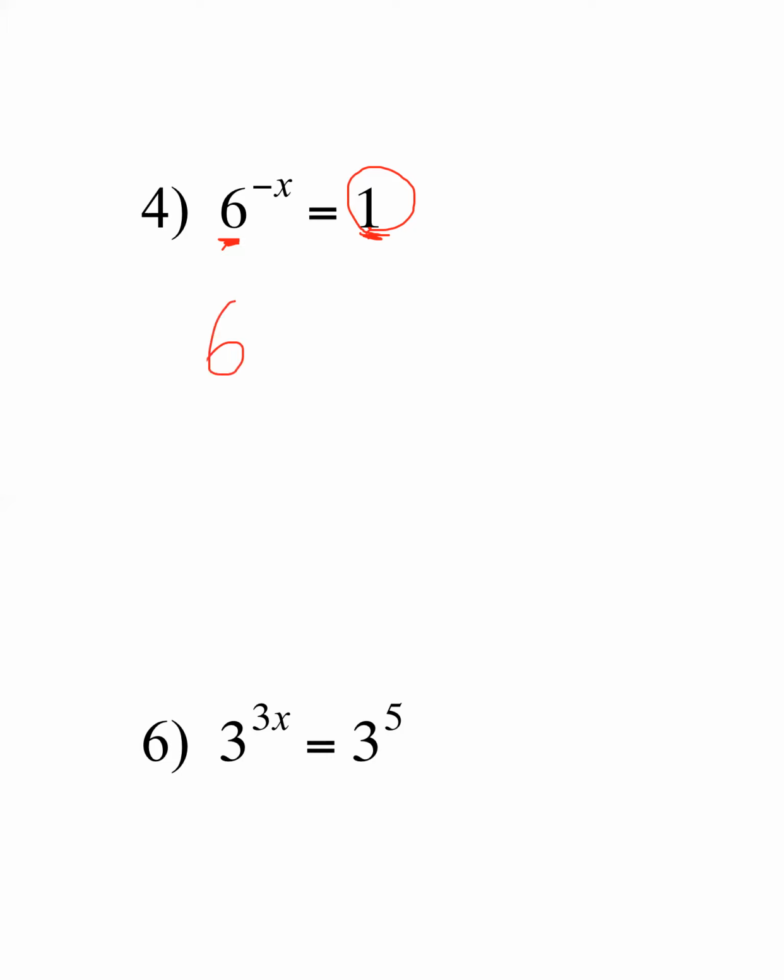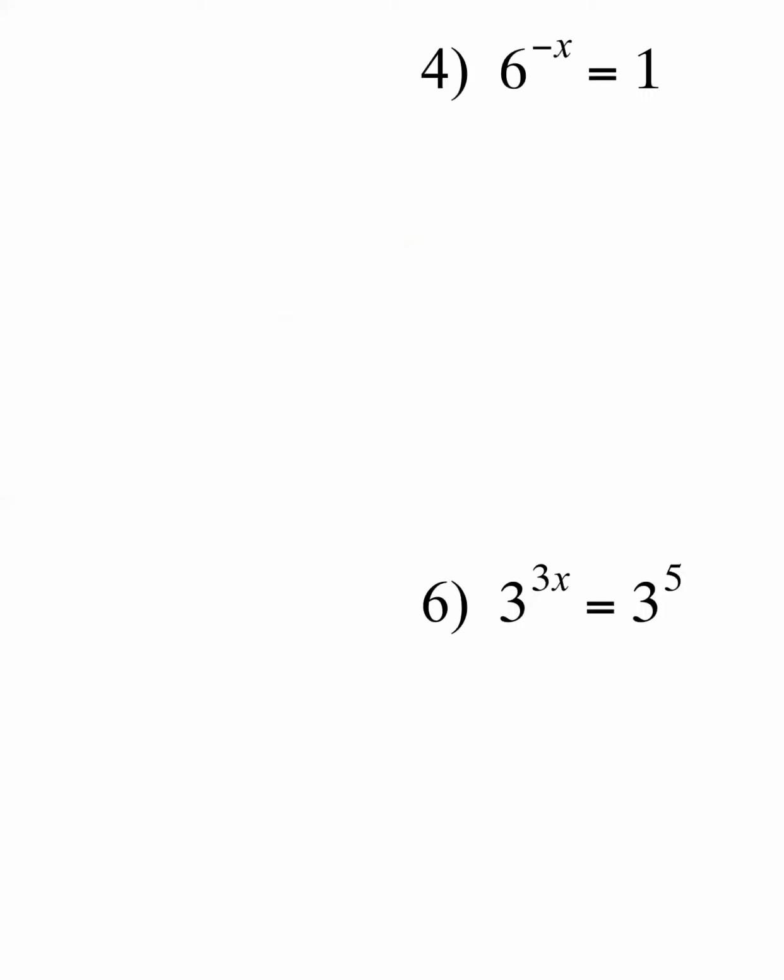Maybe you thought of this. Instead of writing 1, isn't 1 the same thing as 6 to the 0? Isn't it? 6 to the 0 is 1, right? And now look, I have my bases that are the same. So I'm just going to set those exponents equal to each other. -x equals 0. So that just means x equals 0. Right? So if you popped a 0 up into my original, yes, that would work out just fine. So 0 works.